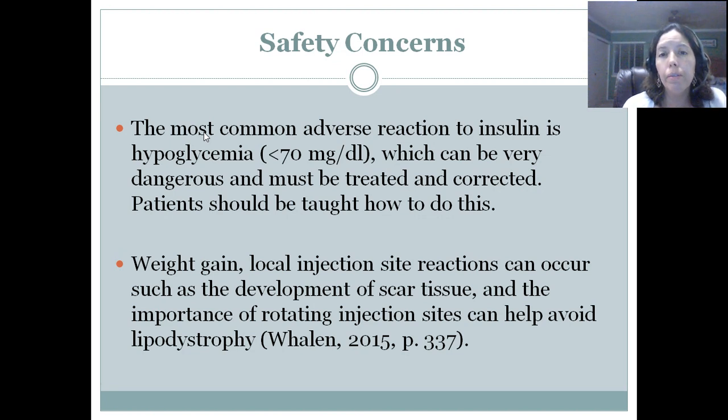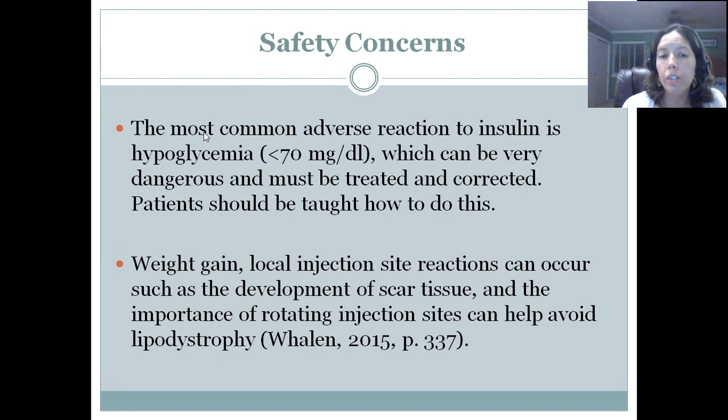So there are definitely some safety concerns with insulin. The most common adverse reaction to insulin is hypoglycemia, which for children and adults would be less than 70 milligrams per deciliter, which may be very dangerous and must be treated and corrected. So all patients on insulin should be taught how to do this.